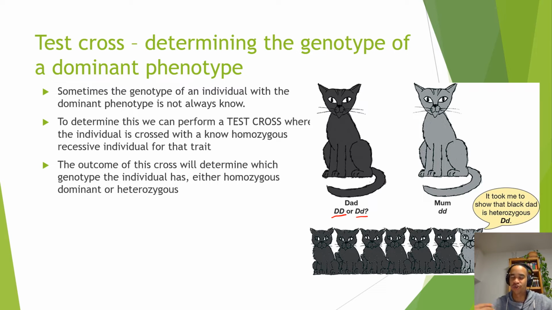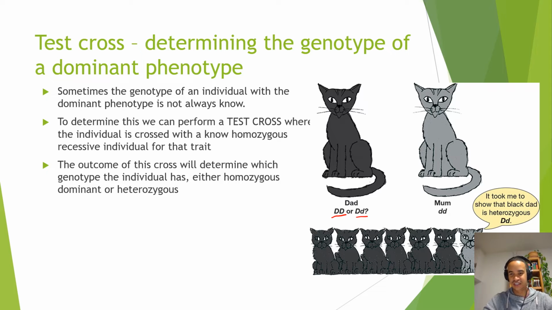And then we look at their children's phenotypes and use that information to work out the genotype of the unknown individual: is it homozygous dominant or heterozygous? A key point for this process is that it sometimes has to be done multiple times to give us accurate information, so that we have a reliable result.